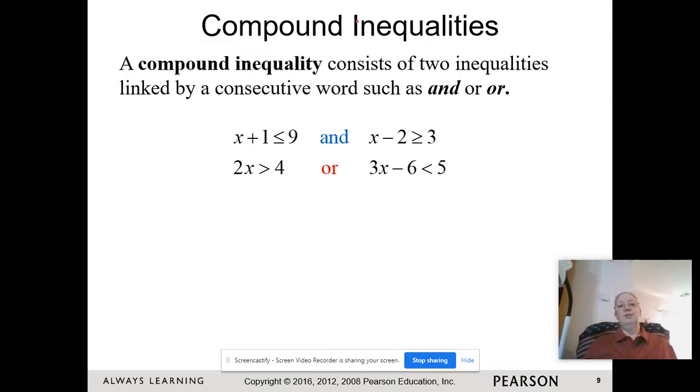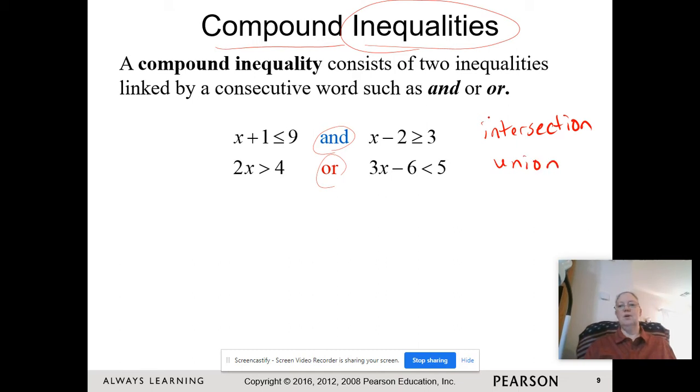Now, usually when we talk about the union and the intersection, we're using it in reference to inequalities. When we have 2 or more inequalities, we call them compound inequalities. Compound inequalities are going to be separated with an "and" or an "or". Remember, "and" is the intersection, "or" is the union. Intersection is the overlap. Union, take everything.